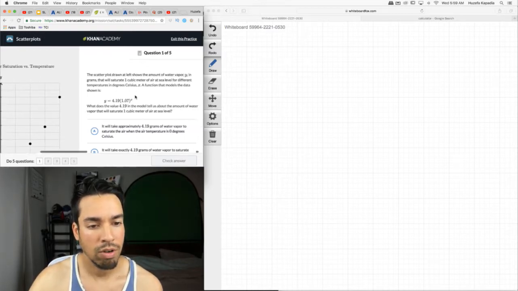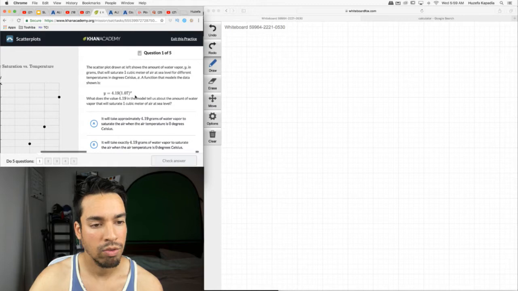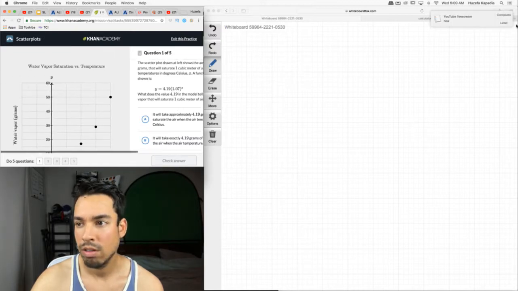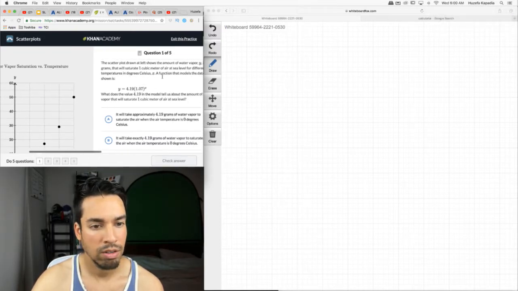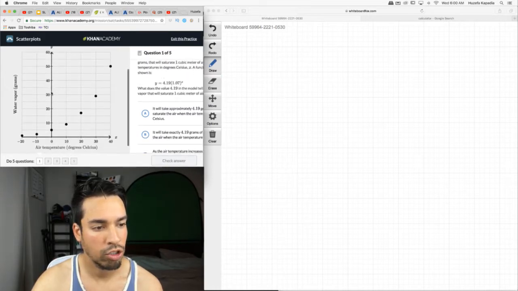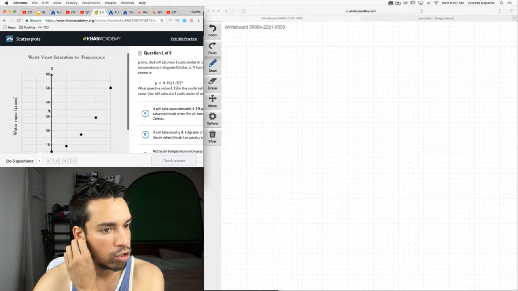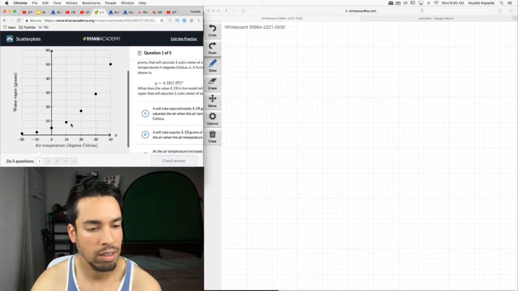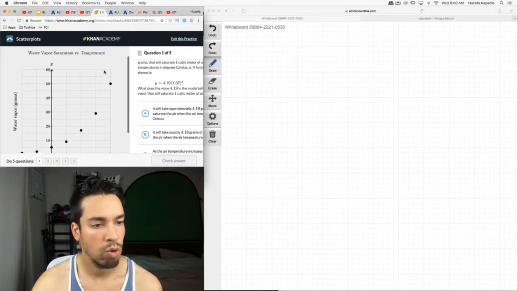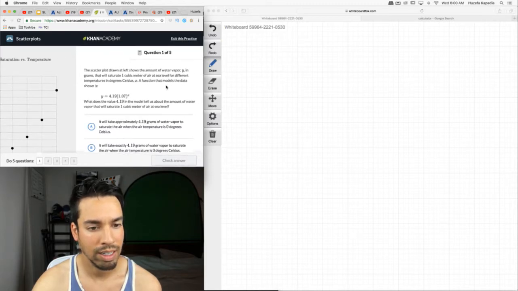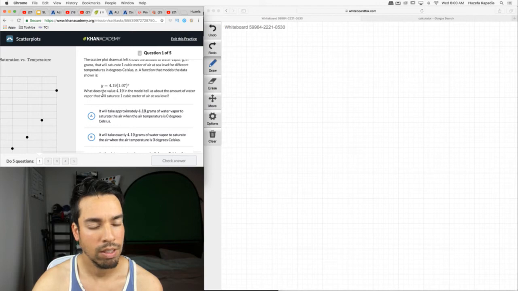The scatter plot drawn at left shows the amount of water vapor Y in grams that will saturate 1 cubic meter of air at sea level for different temperatures in degrees Celsius. So this is the air temperature, and this tells us the water vapor saturation levels. And so as the temperature rises, more water vapor will saturate 1 cubic meter of air at sea level. All right, cool. So now we have this function that represents that.